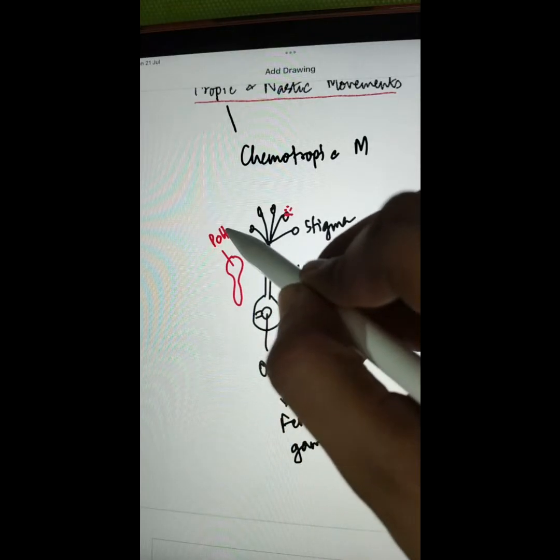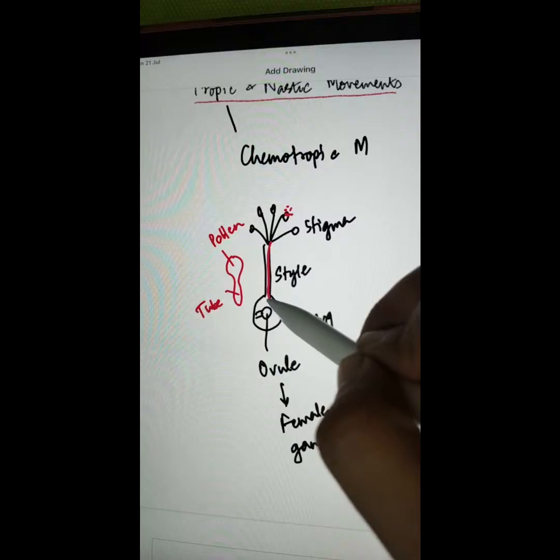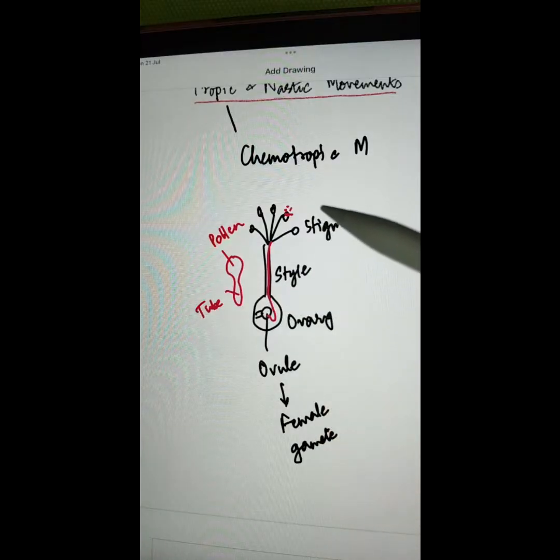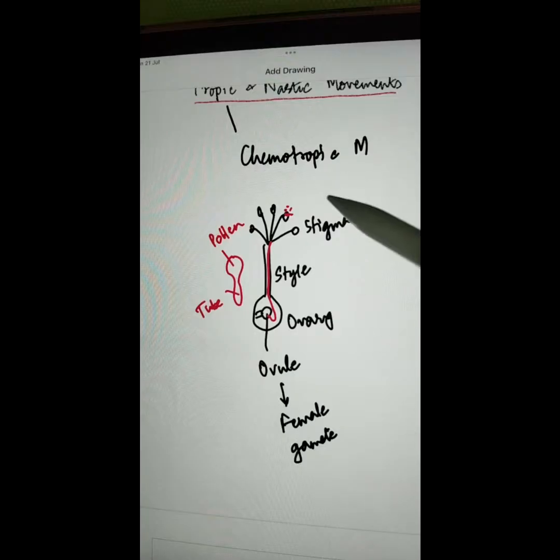So this is pollen and this is its tube. The pollen will be growing and its tube will be reaching the ovule because it has to fertilize with the female gamete. So the growth of the pollen tube towards the ovary so that fertilization can happen with the female gamete, which is residing inside the ovule, is an example of a chemotropic movement. In case an image is given to you and you are asked to identify the movement, you should know that if the pollen is growing towards the ovary, it is chemotropic movement.